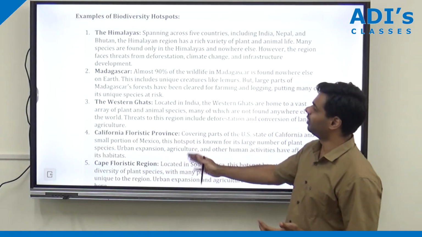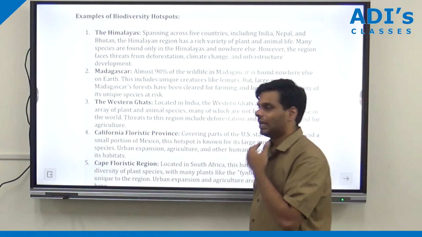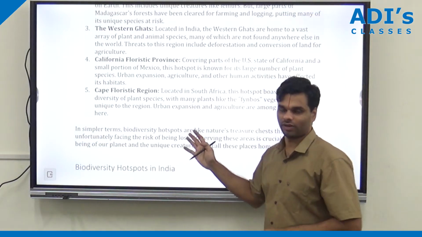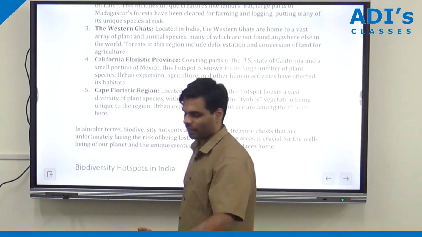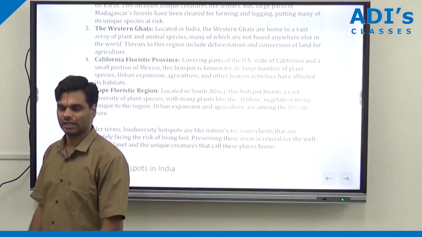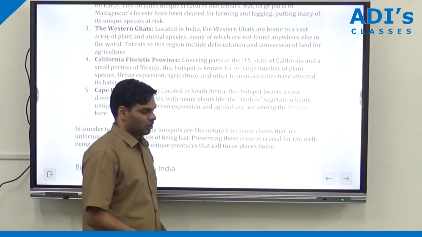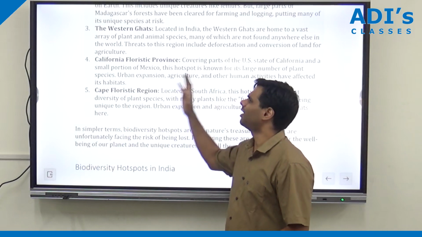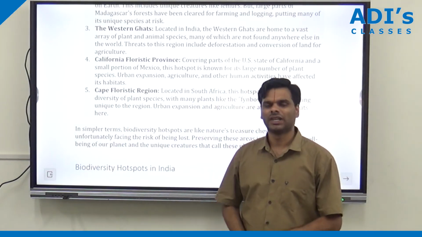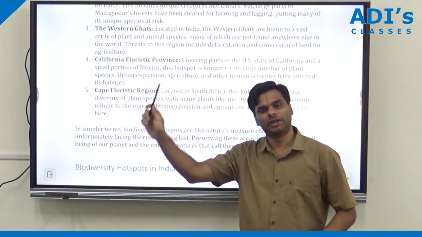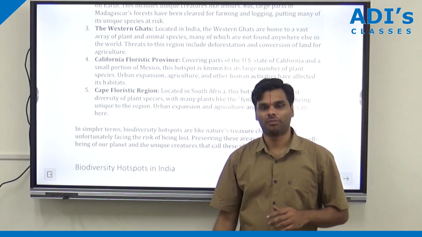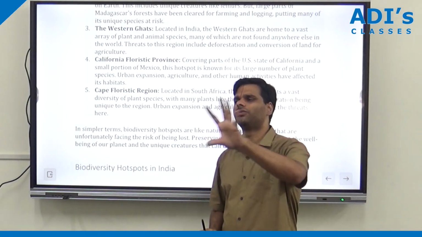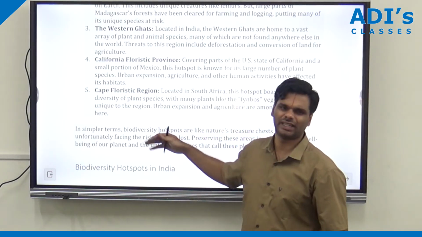Look at some of the global examples. You can look at California Floristic Province and Cape Floristic Province. Where is Cape? Cape is in South Africa. California Floristic Province is between California and Mexico. It encompasses both. Cape Floristic Province is in South Africa. Very diverse, with beautiful flora distribution and endemic species. Just examples.